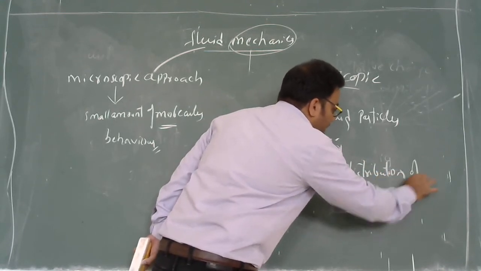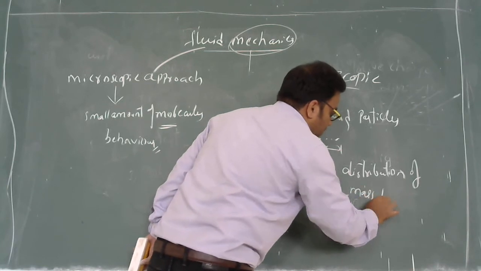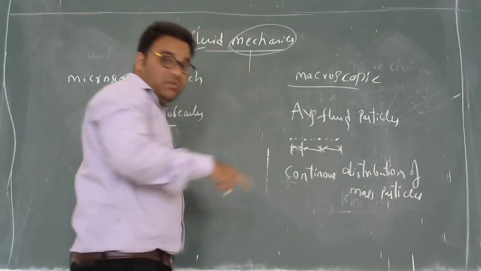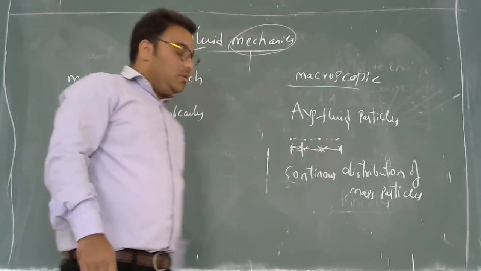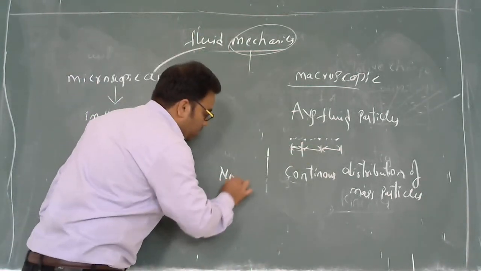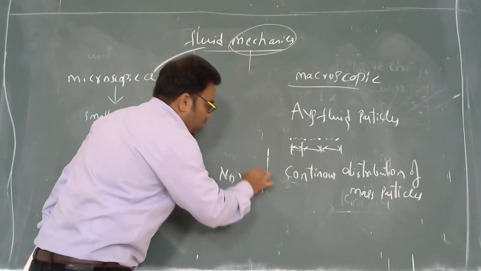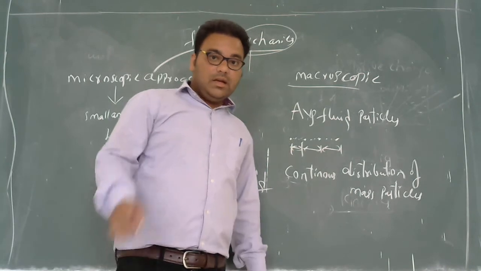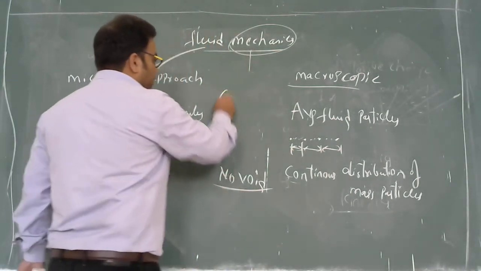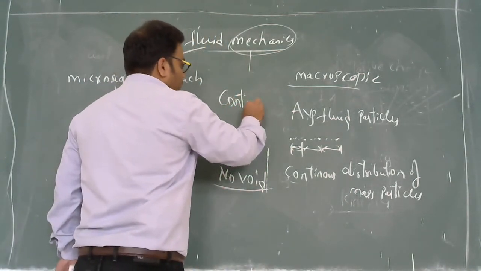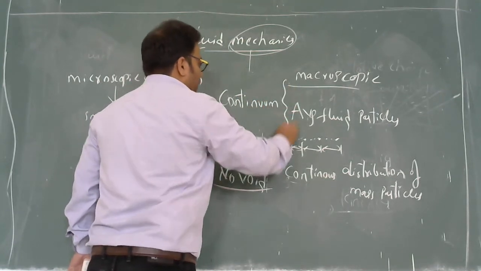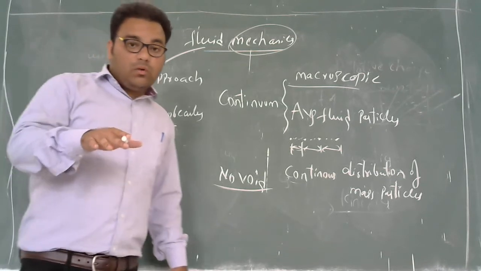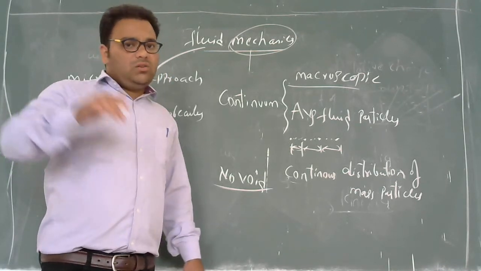Continuous distribution of mass particles. Will they always continue? Because we are assuming that there is no void, so no gap. We have a continuous distribution of mass particles there. This concept is called continuum. So this continuum is applicable for only a few fluids, not to every fluid.